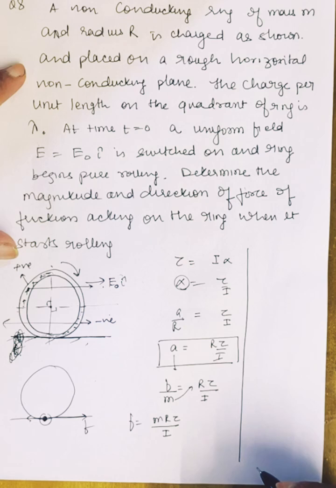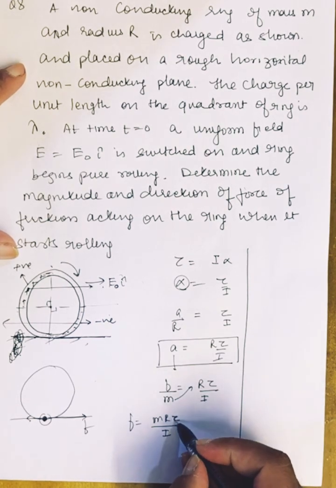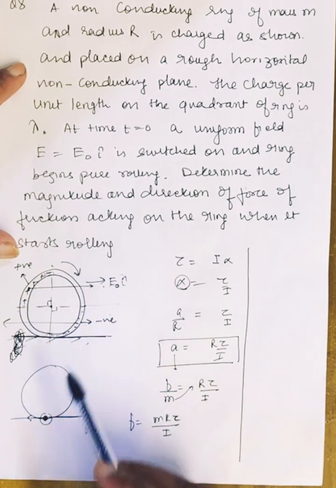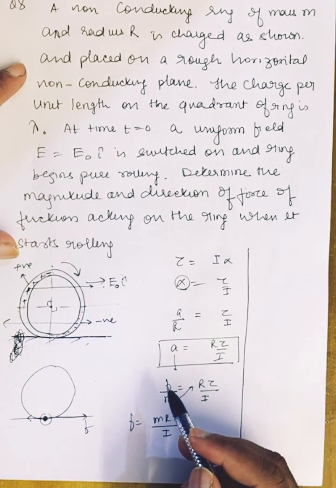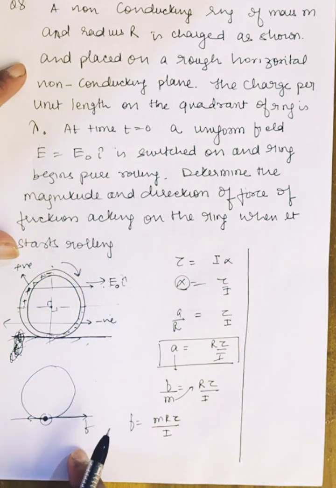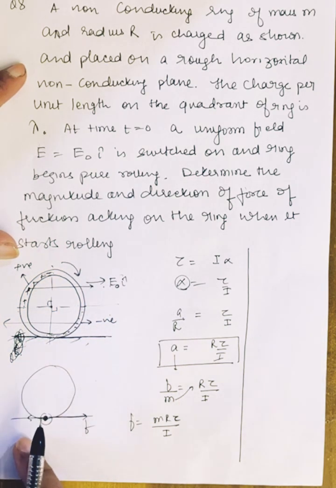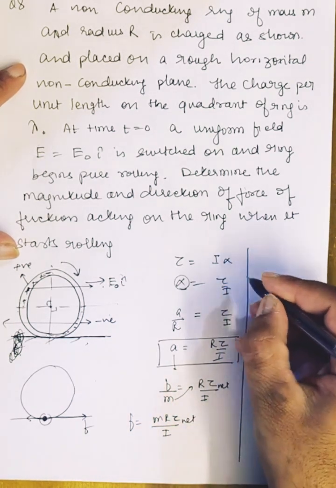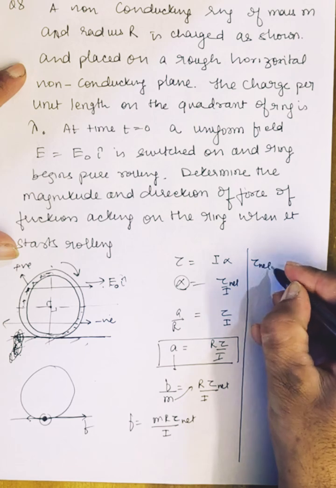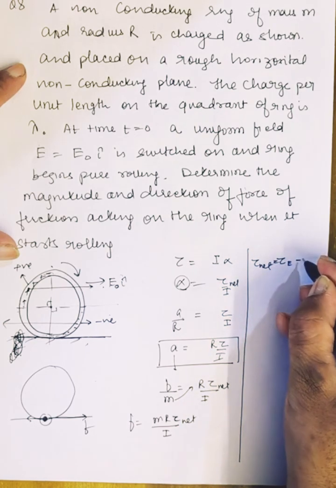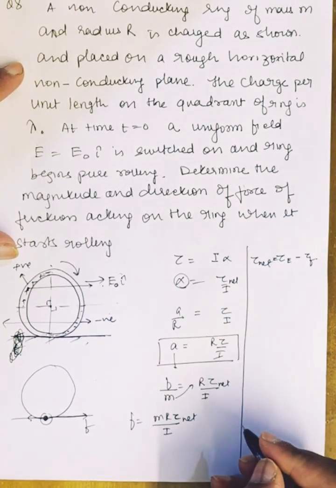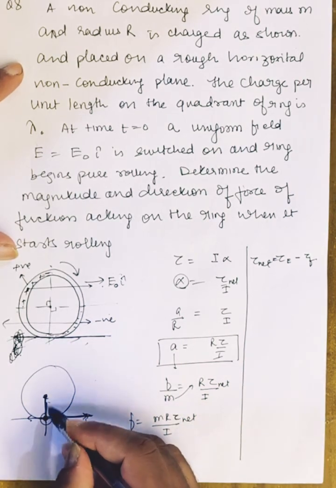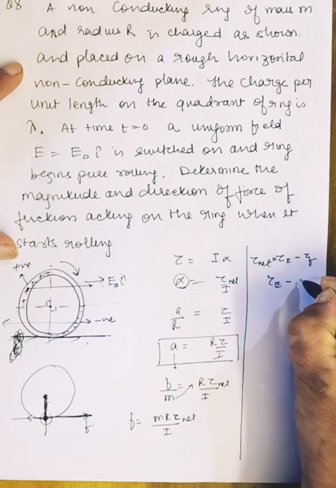Now the torque is due to two reasons. One is the electrostatic field rotating the ring, and another force having a torque on the ring is the friction itself. So the net torque is the torque due to the electric field force and the torque due to the friction force. The friction force is simple, that is simply F into R. This is F and this is the R distance, so I'll simply write the torque due to the electric field minus FR.